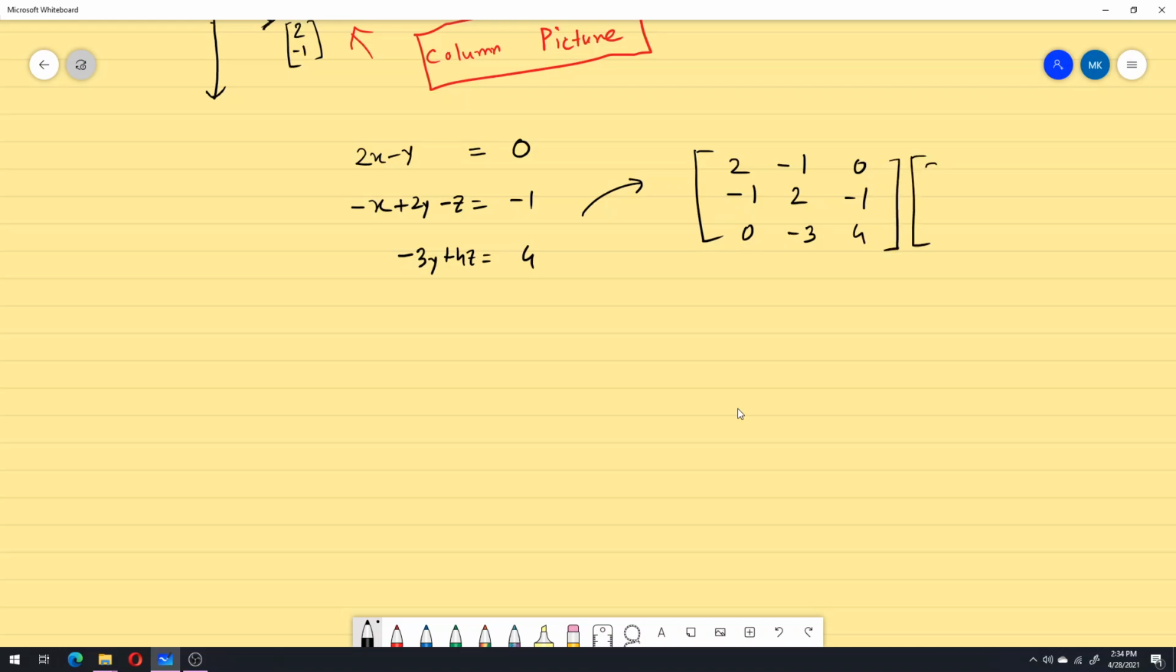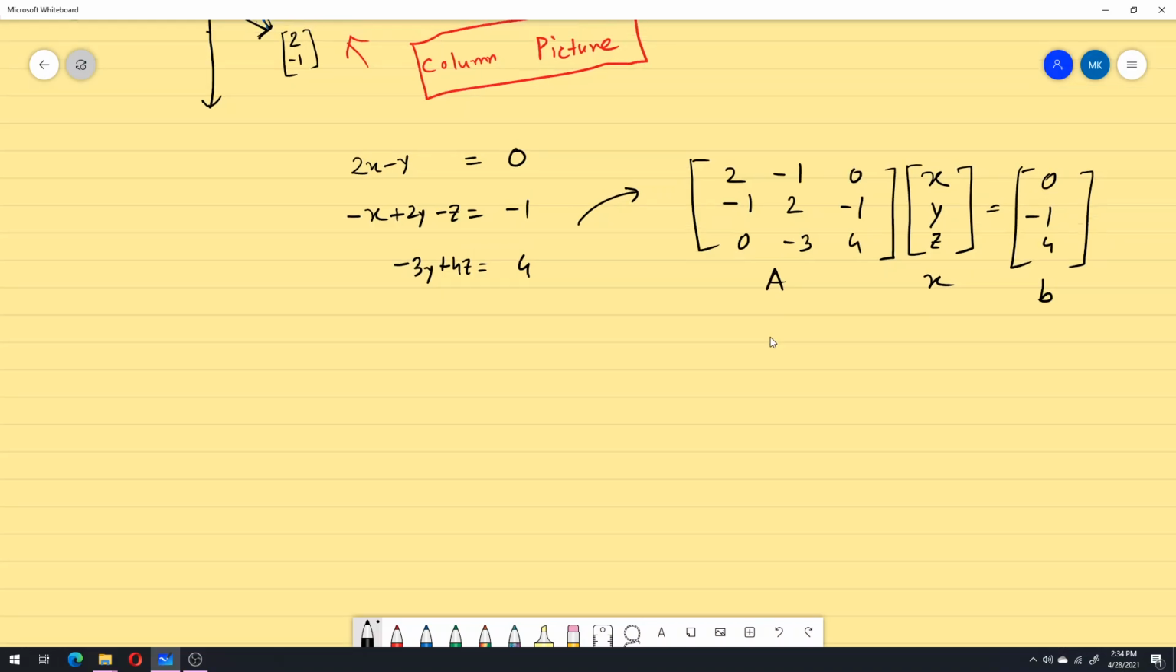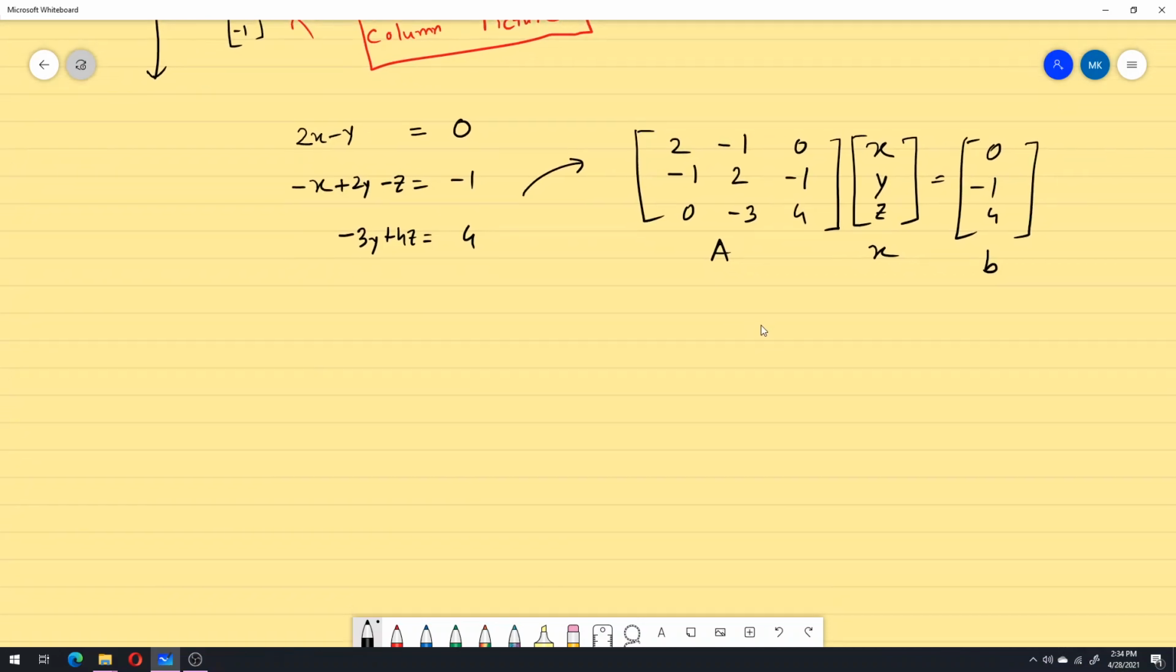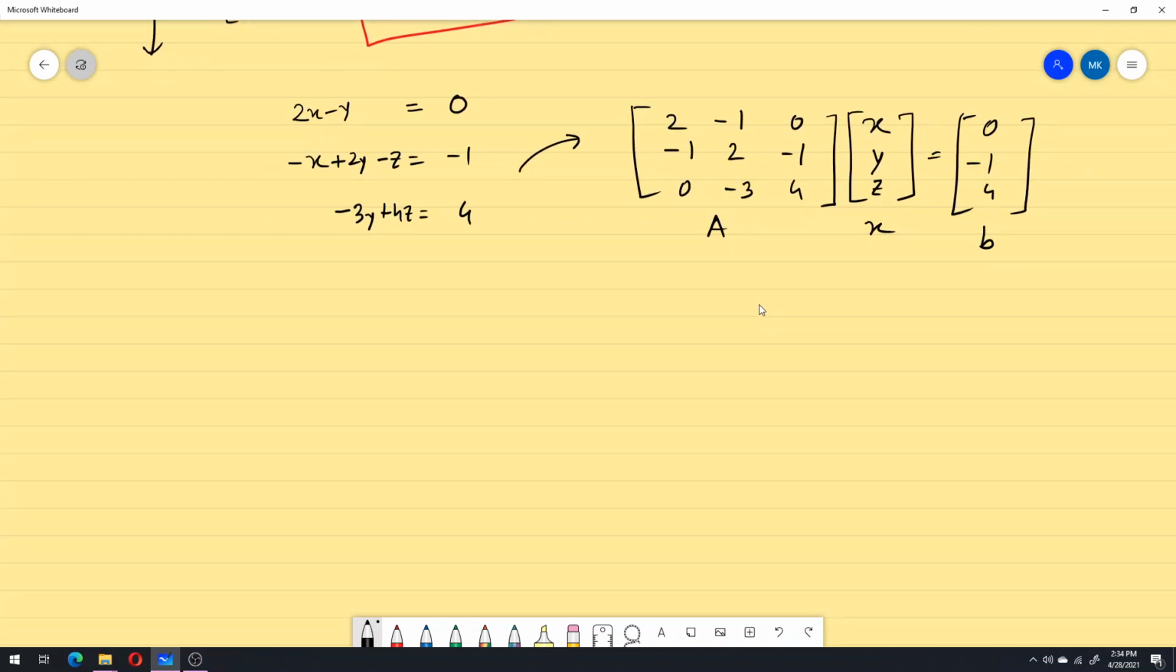And this is the variable matrix or vector x, y, z, and this is the solution set 0, minus 1 and 4. So this is A, this is x, this is B. Okay, now if I try to draw it, what would be the picture?